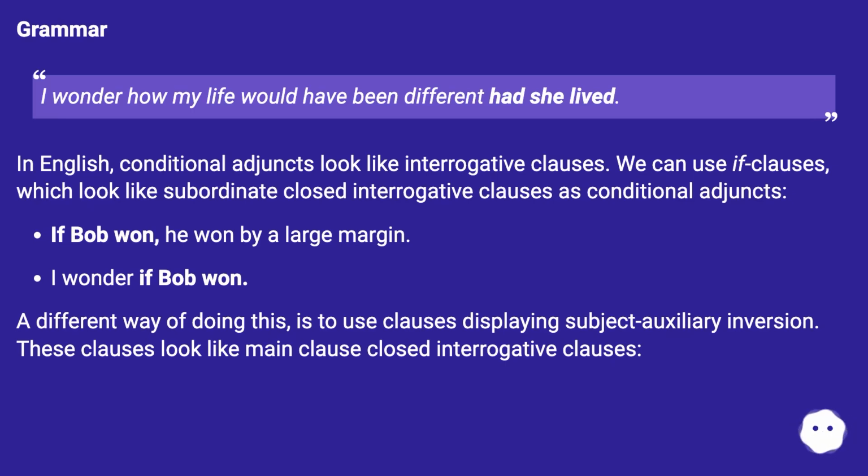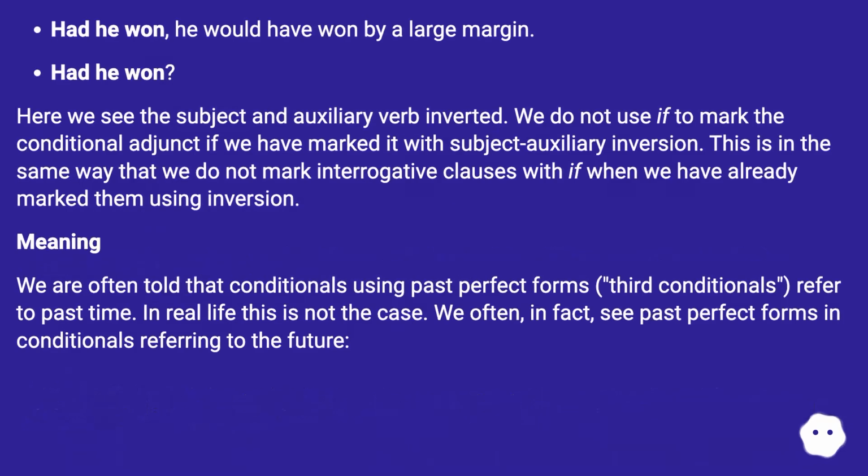A different way of doing this is to use clauses displaying subject-auxiliary inversion. These clauses look like main clause closed interrogative clauses. "Had he won, he would have won by a large margin." "Had he won?" Here we see the subject and auxiliary verb inverted. We do not use "if" to mark the conditional adjunct if we have marked it with subject-auxiliary inversion. This is in the same way that we do not mark interrogative clauses with "if" when we have already marked them using inversion.